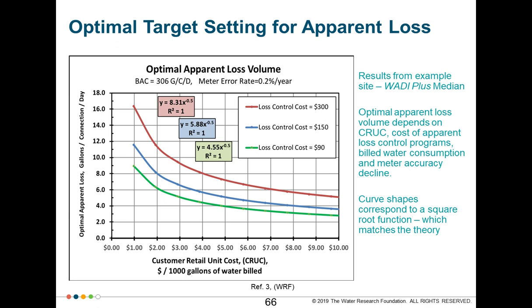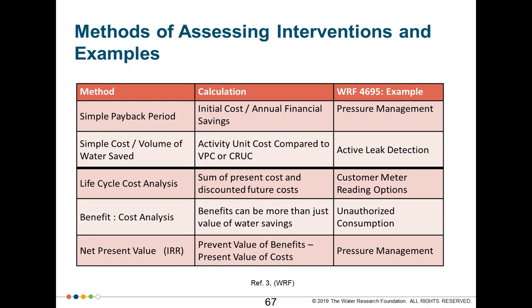All right, so that kind of wraps up the target setting end of things. And next we want to move into assessing interventions. And the first part to look at is the methods of assessing interventions. And there's two simple ones, payback period and cost per 1,000 gallons of an intervention versus the value of the water. Those are fairly simple. And in the manual, we have examples of doing such analyses.